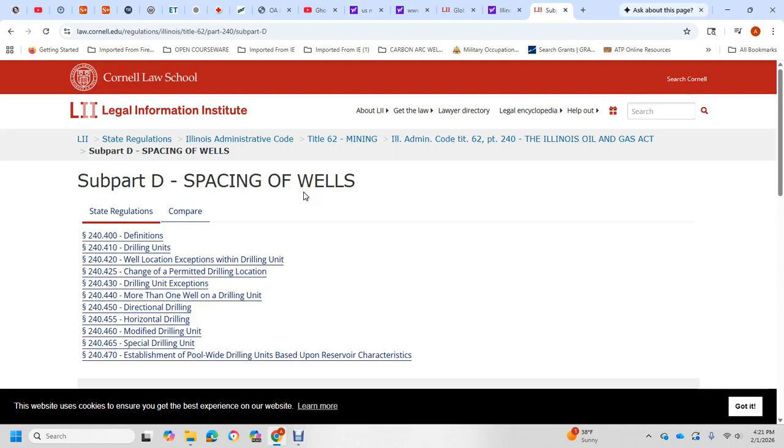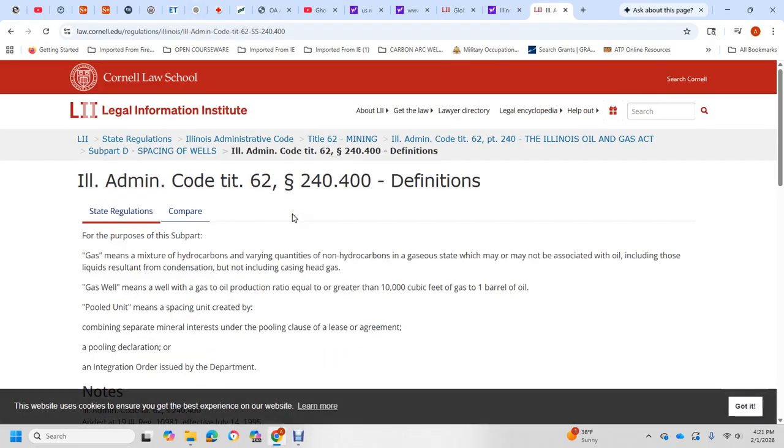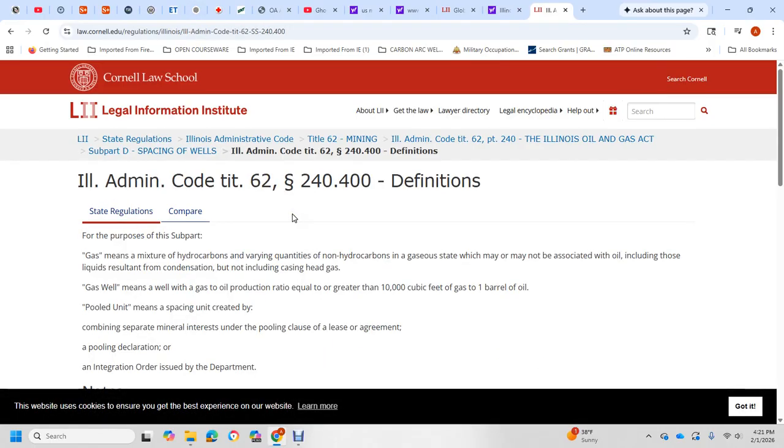Alright, Oil and Gas Act, Illinois. Subpart D, spacing of wells, definitions, 400. Gas means a mixture of hydrocarbons and varied quantities of non-hydrocarbons in the gaseous state, which may have been associated with oil, including those from the liquid or steam of the condensation, not including casinghead gas.